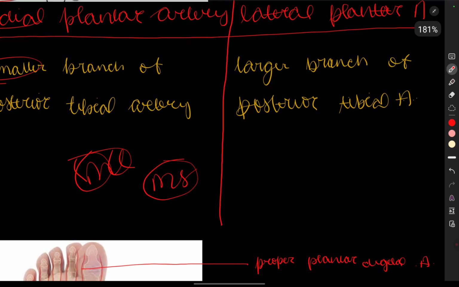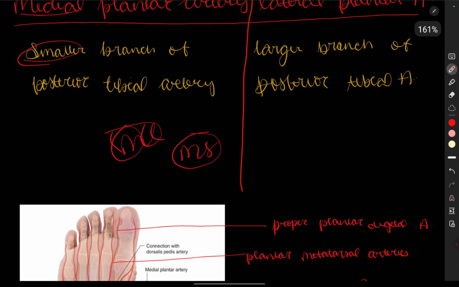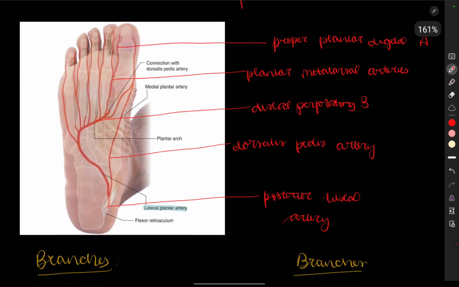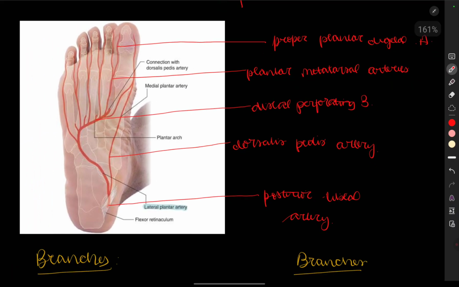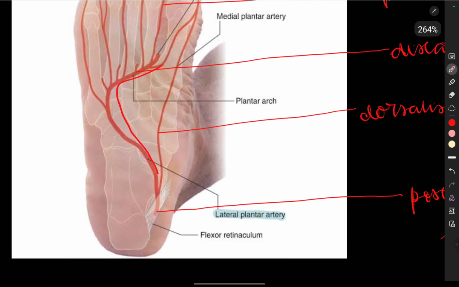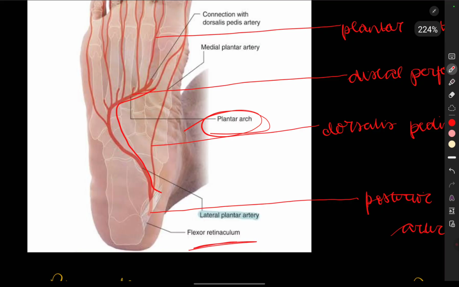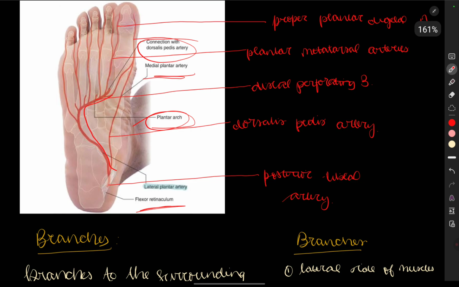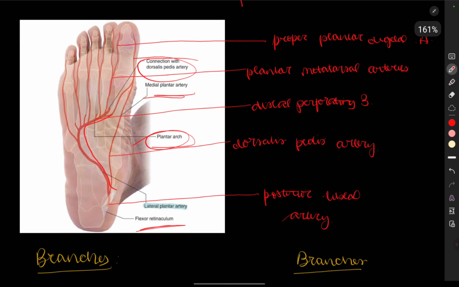So this is the lateral one. It is the large branch of the posterior tibial artery. So see, these are the branches, and we have a most important topic here. This is the plantar arc. Okay, so this is the flexor retinaculum. This is the medial plantar artery. It is a connection with the dorsalis pedis artery that is on the dorsum of the foot. We have already seen. Please go check that out.